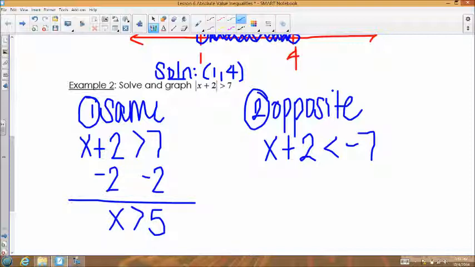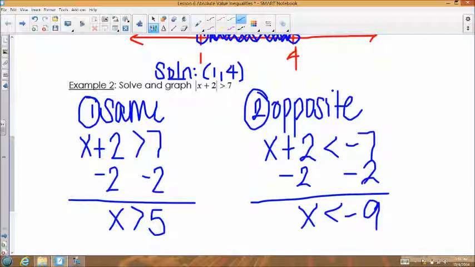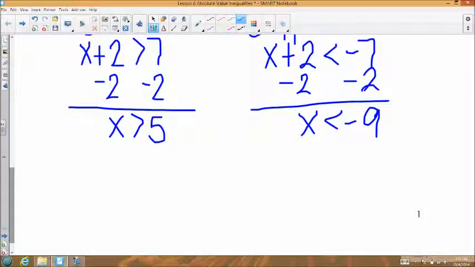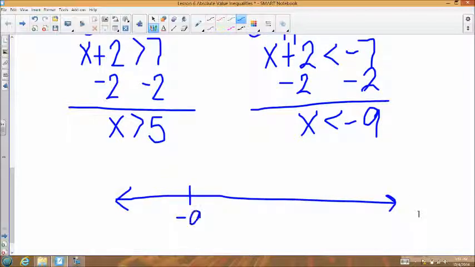So we get x is greater than 5. And then for the opposite case, subtract 2 from both sides. We get x is less than negative 9. And then we go ahead and we graph these. So we have negative 9 down here and 5 over on the right. We're going to have, again, open circles on both of these because it's just strictly greater than 5 and strictly less than negative 9. So you look at your shading.